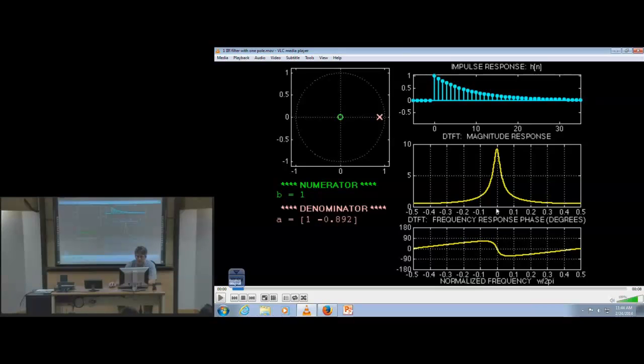And you'll see that it has a low-pass magnitude response. I'm plotting from, this is really minus pi to pi. This is the frequency axis divided by 2 pi.